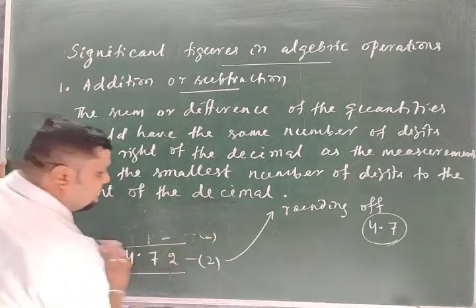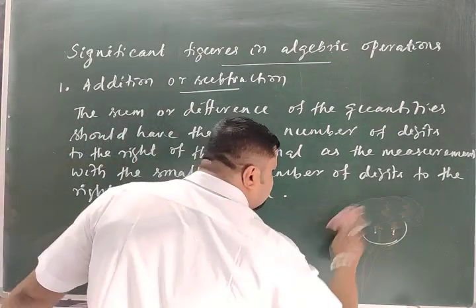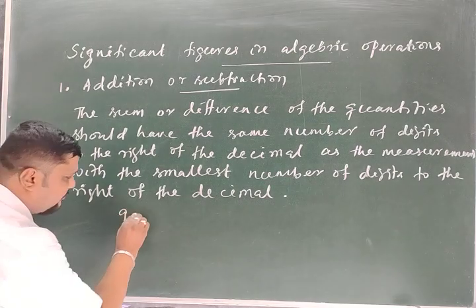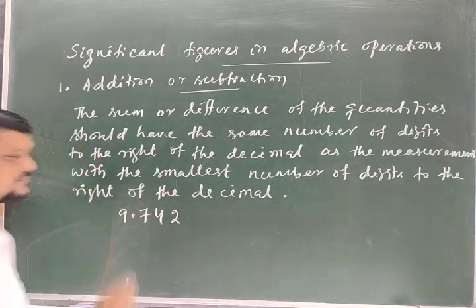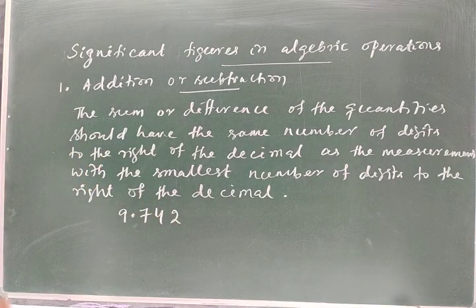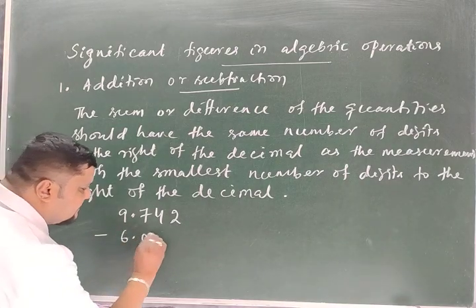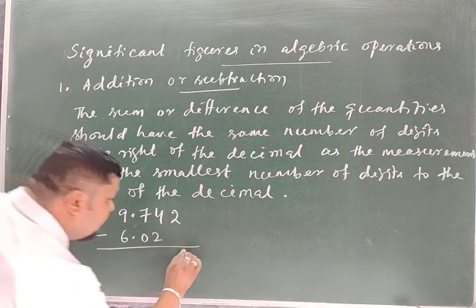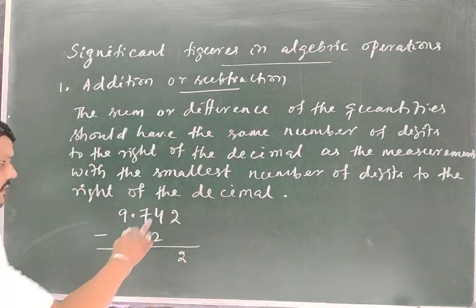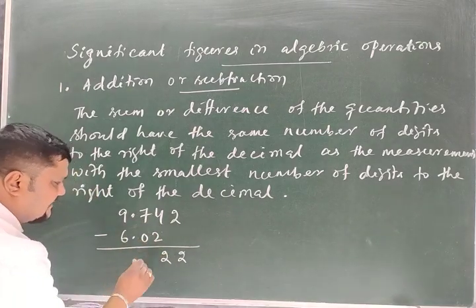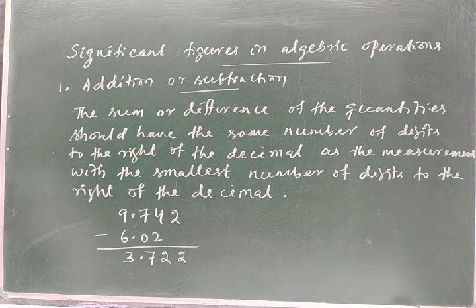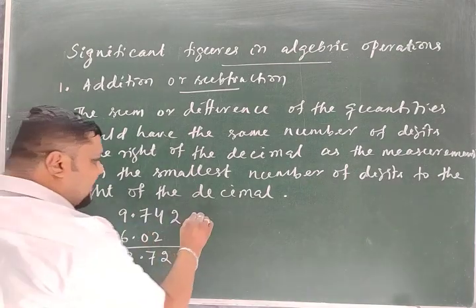Let me write in the subtraction part. Suppose I get a result like this for subtraction. So let us take subtraction like that: 9.742 minus 6.02. Do the subtraction. What value will we get here? Obviously we will get 2, then 4 minus 2, that is 2, 7 minus 0, 7, then 3. 3.722. Now you see here the digits after the decimal.